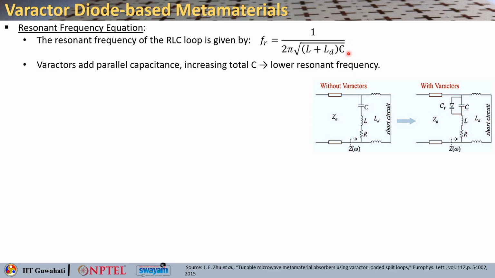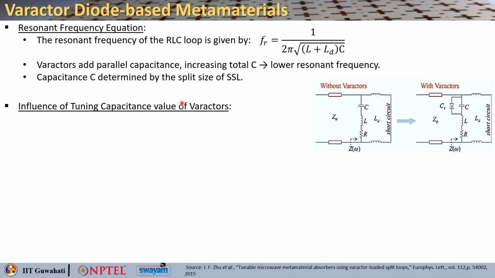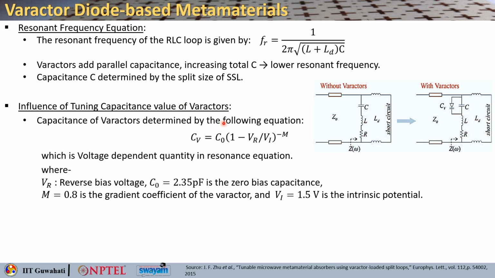So if the denominator increases, your resonance frequency will come down. So it basically lowers the resonance frequency, right. And the capacitance C is basically determined from the size of the split loops, right. Now here you can see that this depends on the size of the loops, and this is CV, which is the capacitance of the varactors. That can be determined using this equation.